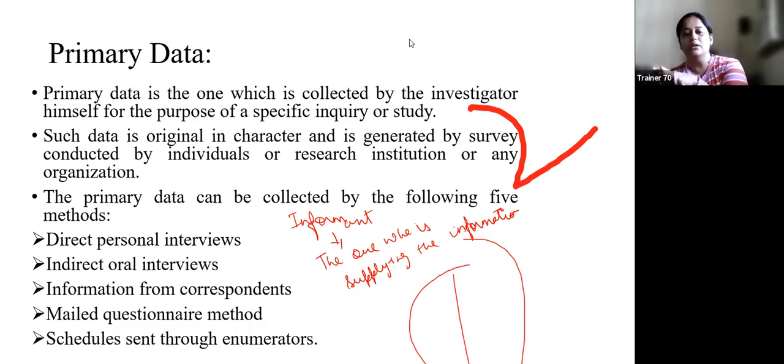They compile all the information and then they publish it. This is information from correspondence. Now, again, this method has some advantages and disadvantages. First, this method is cheap.